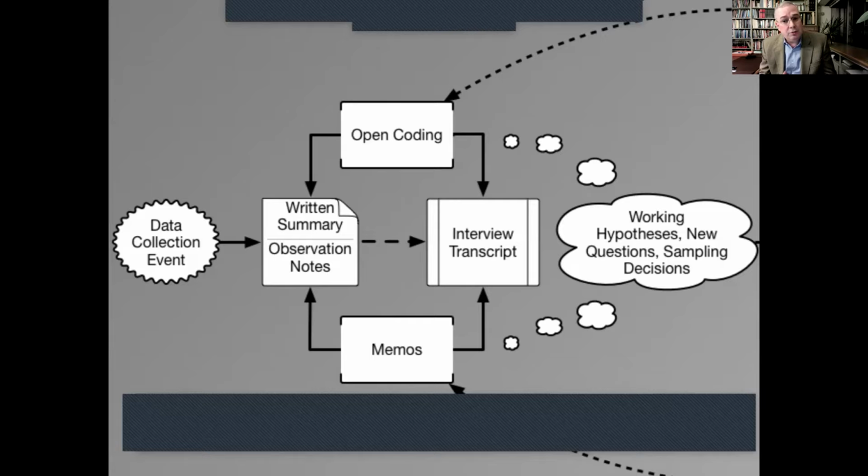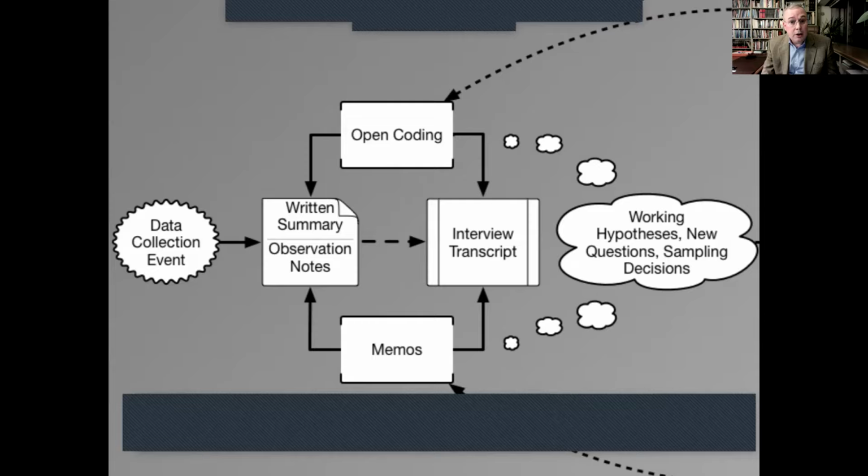You'll then want to start to interview a few people after you've developed some ideas. If you're allowed, you would record the interview, and then transcribe it so that you can start to code and study it and break it up into smaller bits for further analysis. This will give you working analysis, working hypotheses, new questions and new sampling decisions for later on. Well, let's look a little bit more at this.